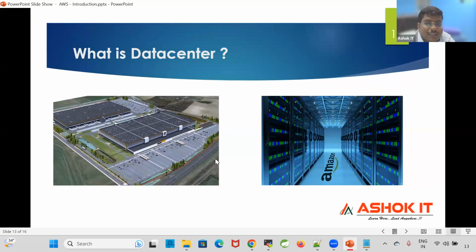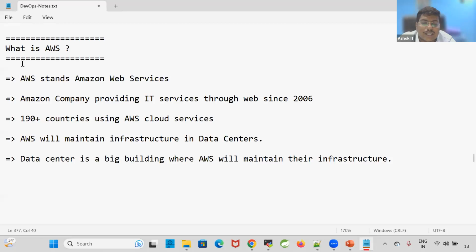We are using that infrastructure and we are running our business. So many companies are running their business by taking the infrastructure from the AWS cloud. Are you guys clear with my point? What is AWS? AWS stands for Amazon Web Services. Amazon company has been providing services through the web since 2006. That is called cloud computing today. In 190 countries, AWS cloud computing is being used. AWS maintains infrastructure in the data center, a big building.